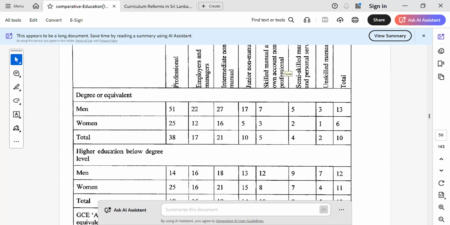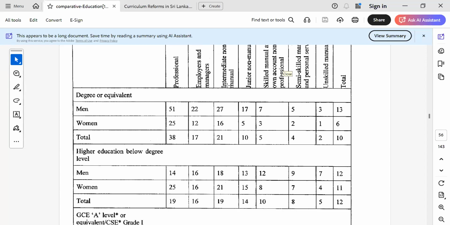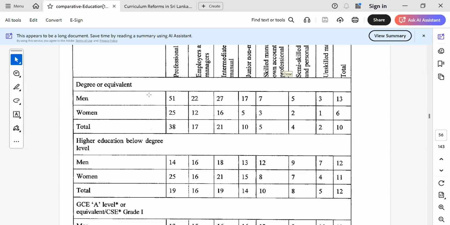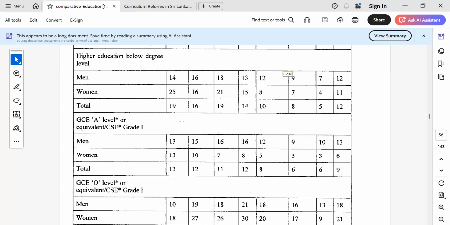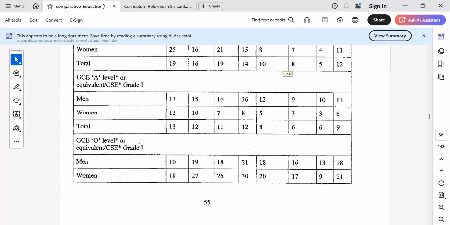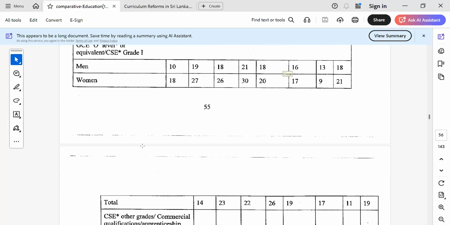Right? So here the professionals, employers and managers, intermediate non-manual, junior non-manual, skilled manual, own account, non-professional, these are the types of the father's occupation. And this amount of students are pursuing a degree or equivalent, right? And the second category, higher education below degree level, right? And the third one, GCE A level, right? And the last category is GCE O level, right?